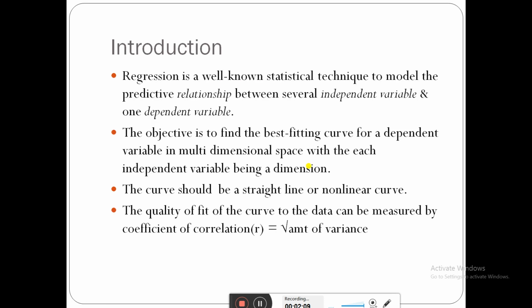Our objective is to find the best fitting curve for the dependent variable and the independent variable. The curve may be a straight line or it may be a non-linear curve. The quality of fit of the curve to the data can be measured by the coefficient of correlation, R, which is equal to the square root of the amount of variance.